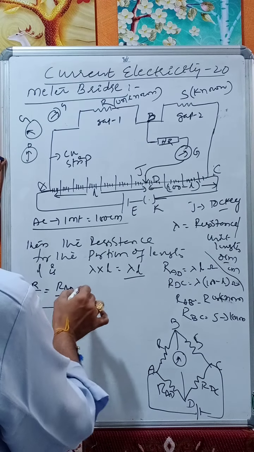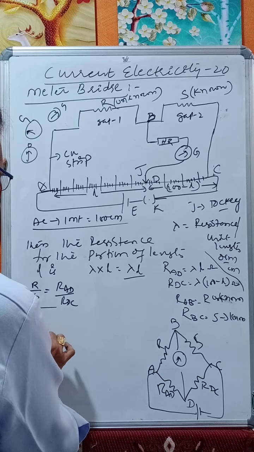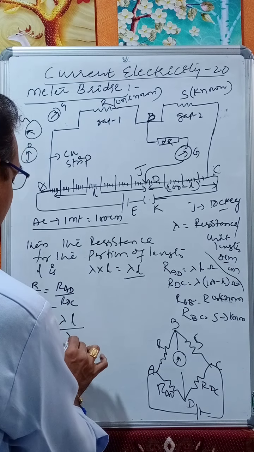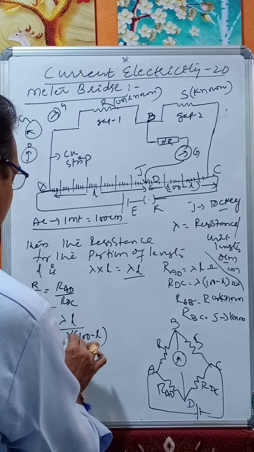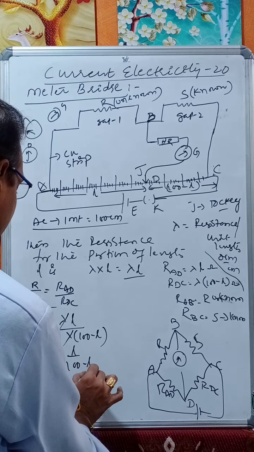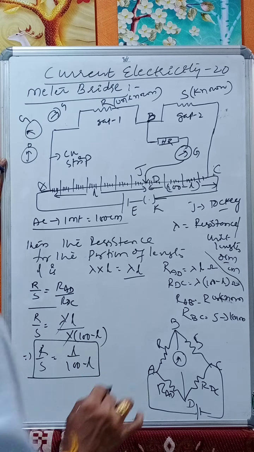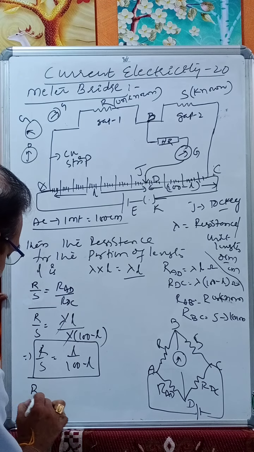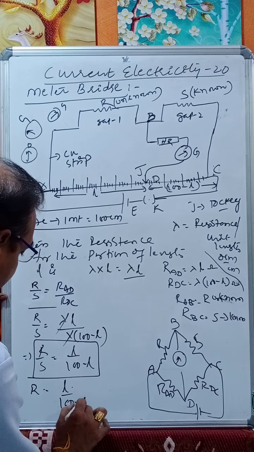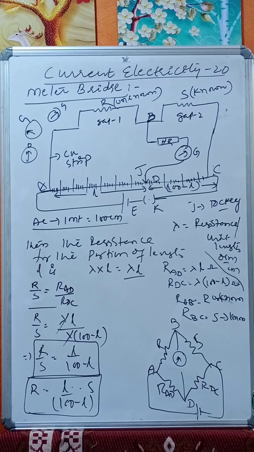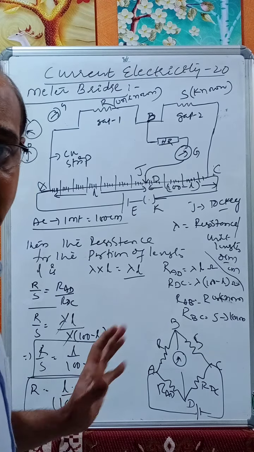Then R by S is equal to RAD by RDC. What is RAD? Lambda into L. What is RDC? Lambda into 100 minus L. This gets cancelled. This implies R by S is equal to L by 100 minus L. So the unknown resistance R is equal to L by 100 minus L into S. This is the expression for the unknown resistance R.